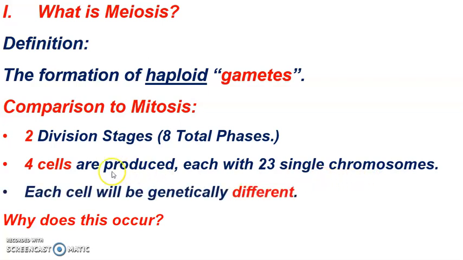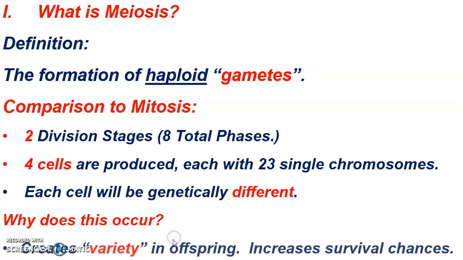And the key thing is each one of these 4 cells will be completely different genetically. You'll never make the same sperm or egg cell again for the entire period of your life. While in mitosis, you're making identical daughter cells every time a somatic cell goes through division. Ultimately, why this is occurring is you are trying to introduce and create variety in your offspring. And where there's variety, it generally increases your overall survival chances, and leads to change and evolution over time.